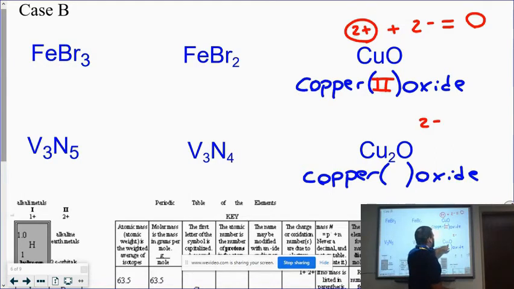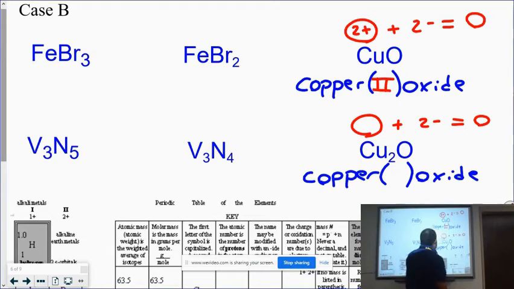But now I have 2 coppers. So the end goal is still to eventually have this molecule be neutral, right? We want the negative charges and the positive charges to cancel. But now I have a total of 2 positive that I need. But the problem is that I have 2 coppers. So individually, each of those coppers must be 1 plus.